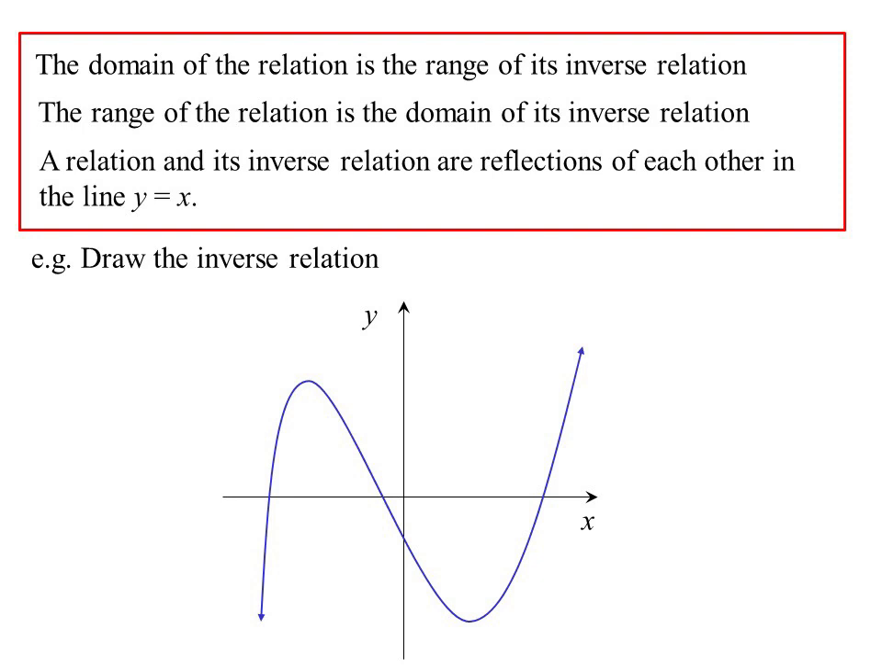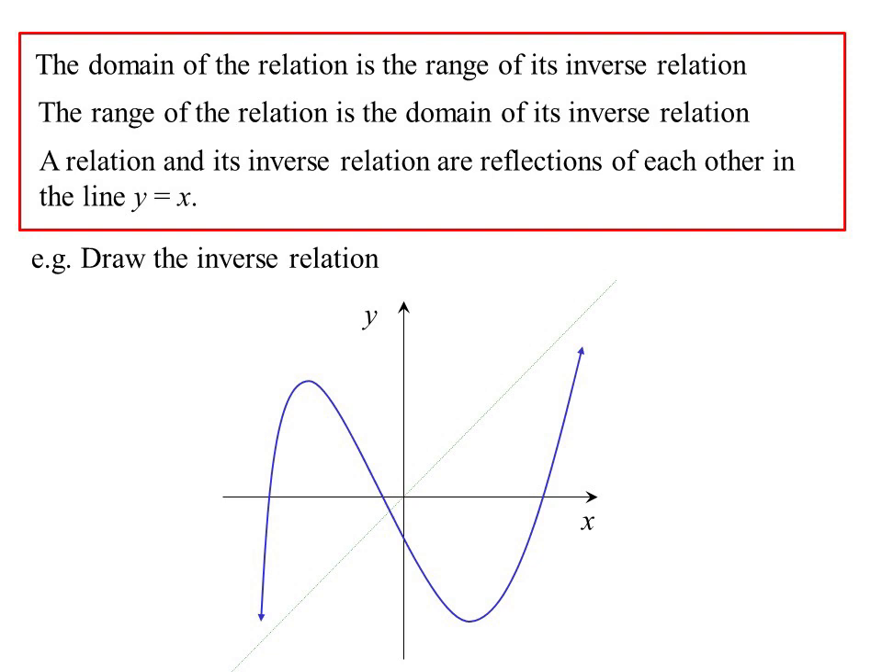Now, if you were to draw both of them on the same number plane, they are reflections of each other, but in the line y equals x, because we're swapping the x and the y's around. So any point on the line y equals x would stay there, but all the other ones will reflect. If I wanted to draw the inverse relation of this shape, I could draw in the line y equals x, and I just have to reflect every point through that line.